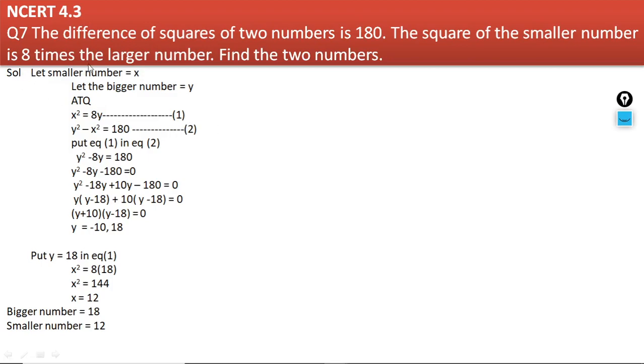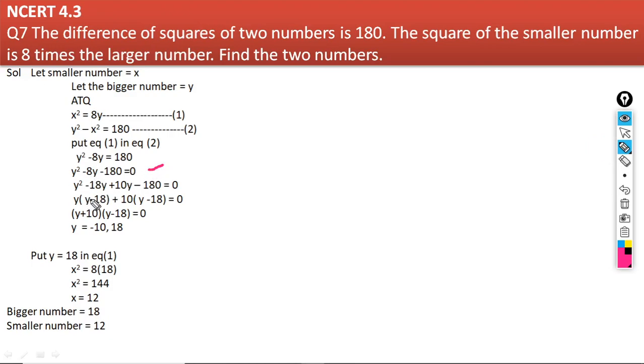And in the second case, the difference of the squares of two numbers means y square minus x square. Here the bigger number is y. I am writing this in the first place, y square minus x square is equal to 180. On substituting the value of x square as 8y from the first equation, we get a quadratic equation, y square minus 8y minus 180 is equal to 0.